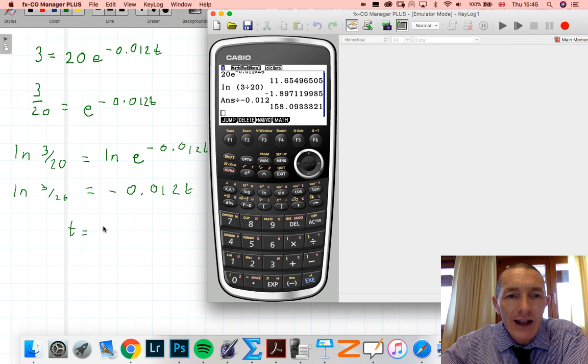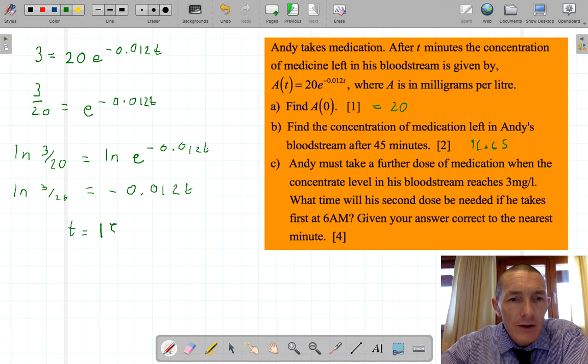T is 158. I haven't quite finished because that's 158 and T is in minutes. So what time after 6 a.m.? That's 2 hours and 38 minutes. So it's going to be 8:38.